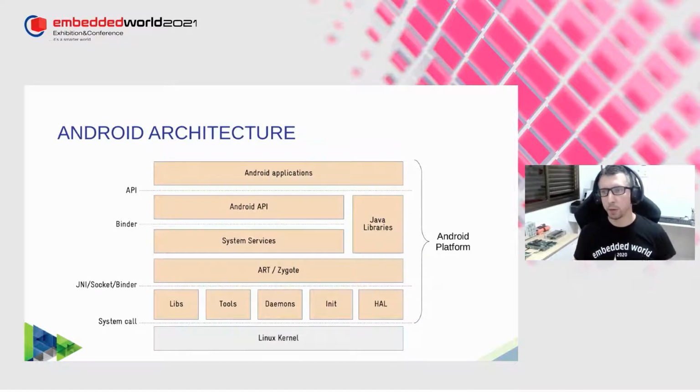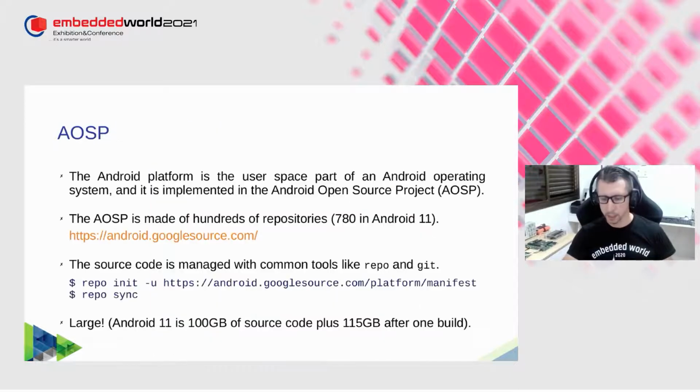Going up, we have the user space, and that's where we have most of the changes, right? Let's start with the system in general. We call AOSP, Android Open Source Project, the full user space implementation of the Android operating system. Usually, we download those user space components with a tool called repo.